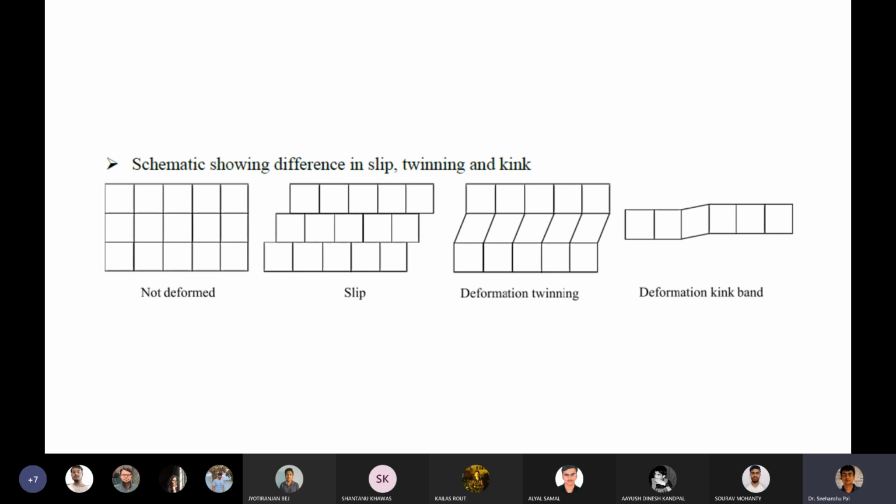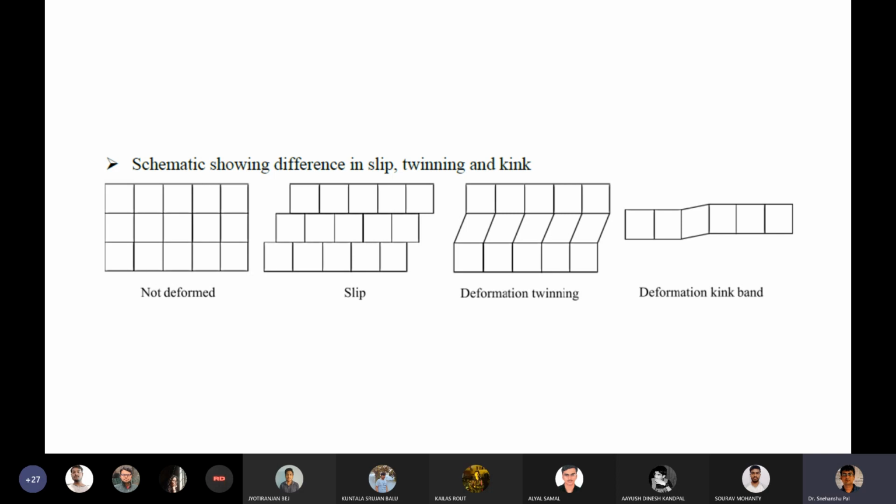So what does that mean? When you are thinking about how kinking creates a scenario that accommodates shortening, it is actually the shortening of the crystal parallel to the maximum compressive stress. So kinking is important to consider in plastic rock deformation. It is an accommodation mechanism for larger processes like twinning and slip. Twinning we do not know yet, but slip we do know.